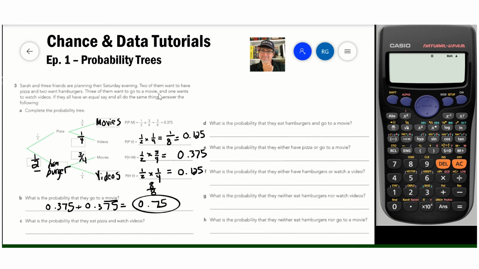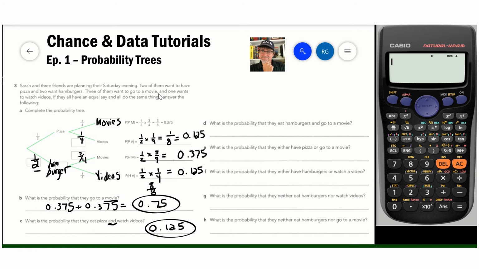What is the probability that they eat pizza and watch videos? Okay, so this "and" here is very important in this problem. We've got to find the outcome that includes pizza and videos. So we've got to follow this top track here where it's pizza and then go down to videos and just slide along here and see what our probability is. It's 0.125. That's all there is to that. I've already done the calculating.